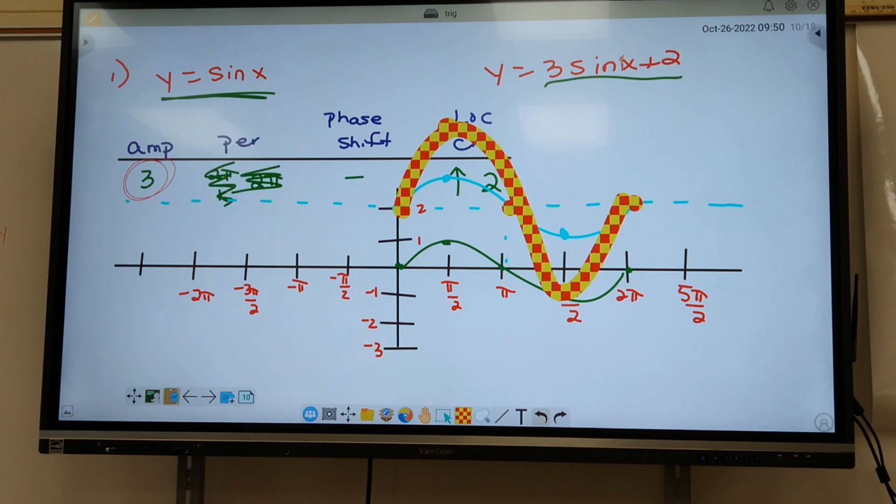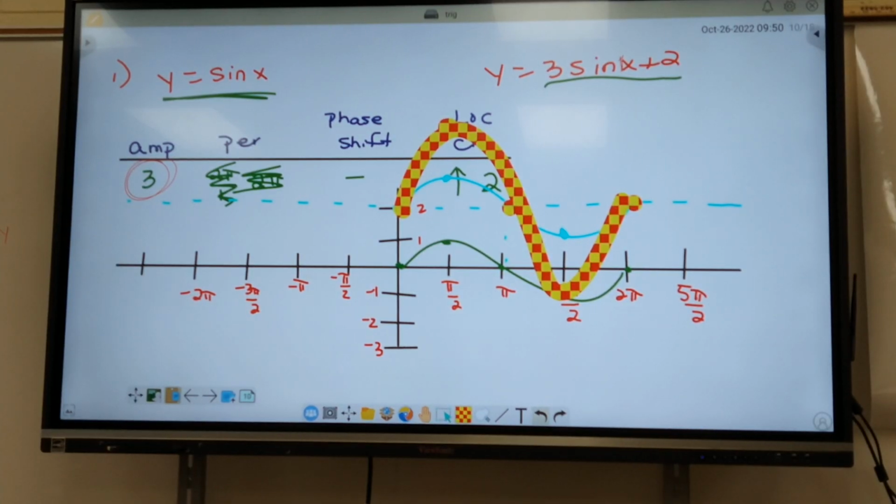It's 3 from the dotted line. 1, 2, 3. Yep, that's why we draw the dotted line. Is that it right there? Good. Connect them. Sign it out. Who's next?